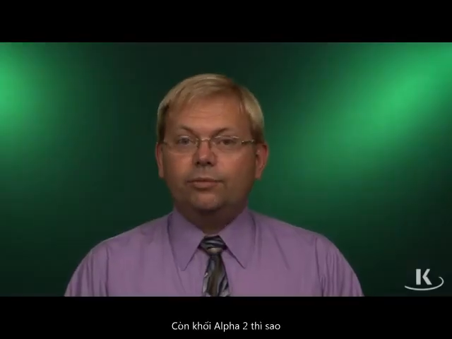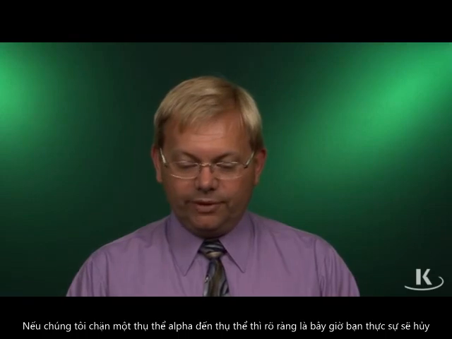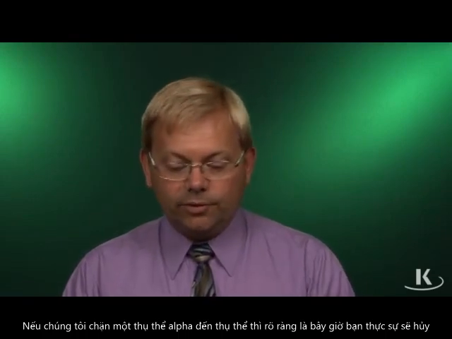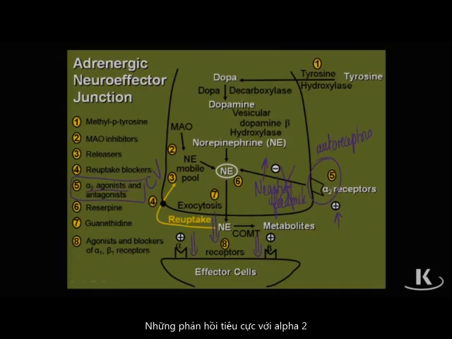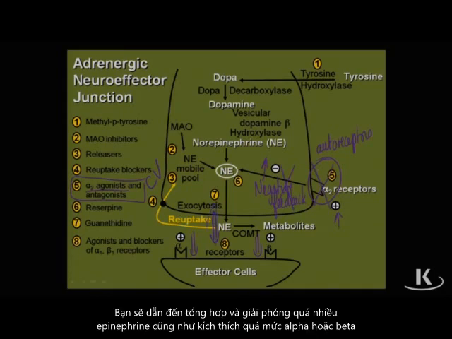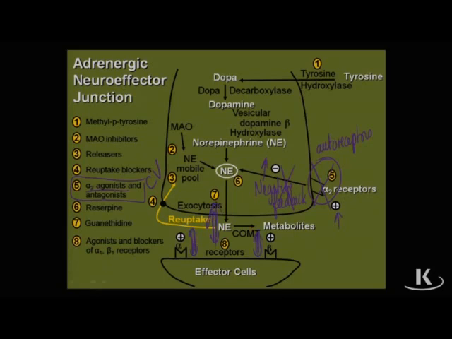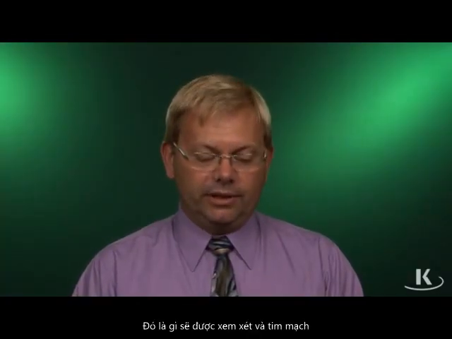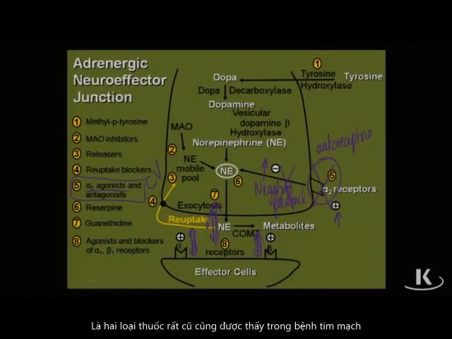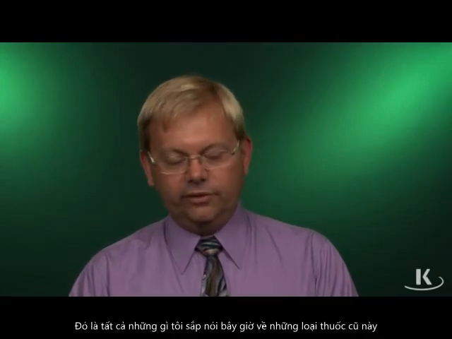How about alpha-2 blockade? If we block an alpha-2 receptor, obviously now you would actually cancel the negative feedback. With an alpha-2 blocker and no negative feedback, you would get too much norepinephrine synthesized and released and excess alpha or beta stimulation. Well, beyond these drugs that we'll review in cardiovascular are two very old drugs that are also seen in cardiovascular disease, reserpine and guanethidine. Reserpine and guanethidine work at the level of exocytosis from vesicles. That's all I'm going to say for right now for these old drugs.